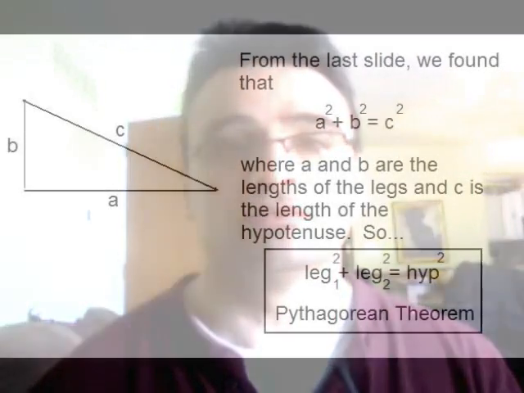So what the Pythagorean theorem is really saying is that if we take the sum of the squares of the legs, that sum is equal to the square of the hypotenuse.